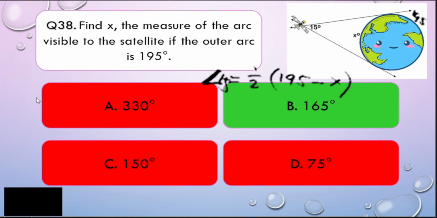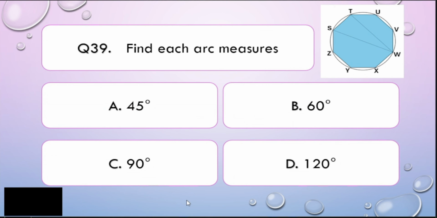Now, let us go to question number 39. Find each arc measure on the given figure. Okay, so this is the one. So is it A, 45 degrees, B, 60 degrees, C, 90 degrees, or D, 120 degrees? I'll give you 5 seconds to think about your answer.